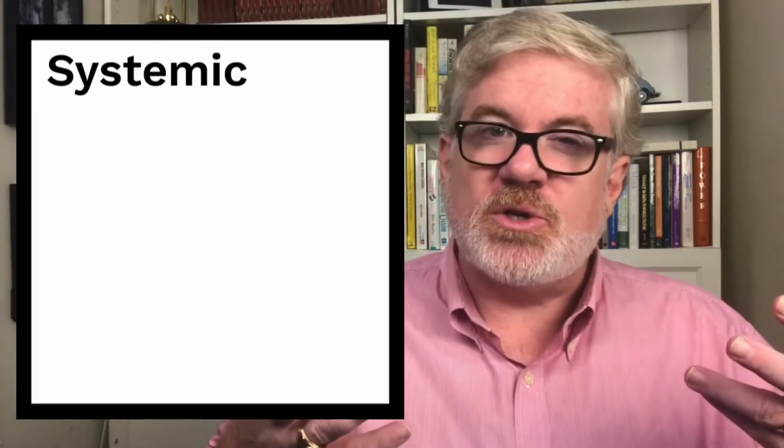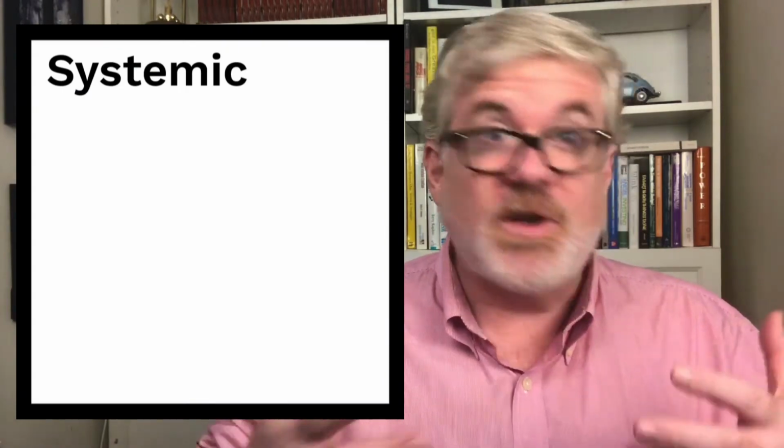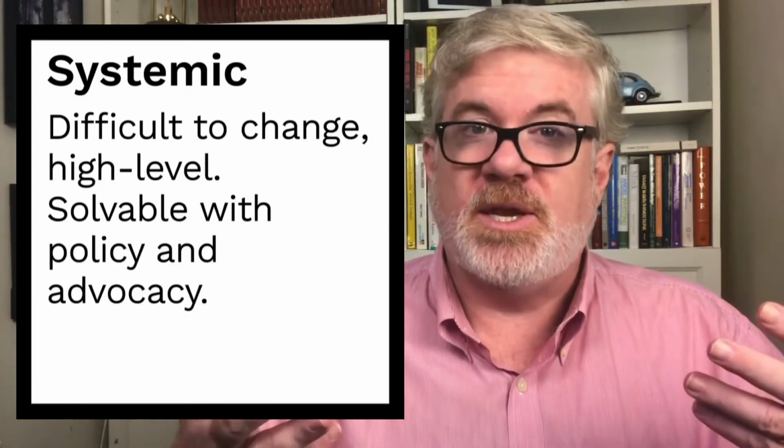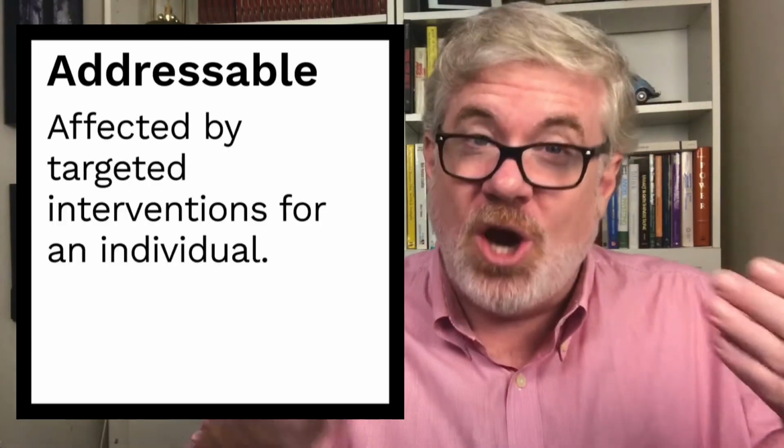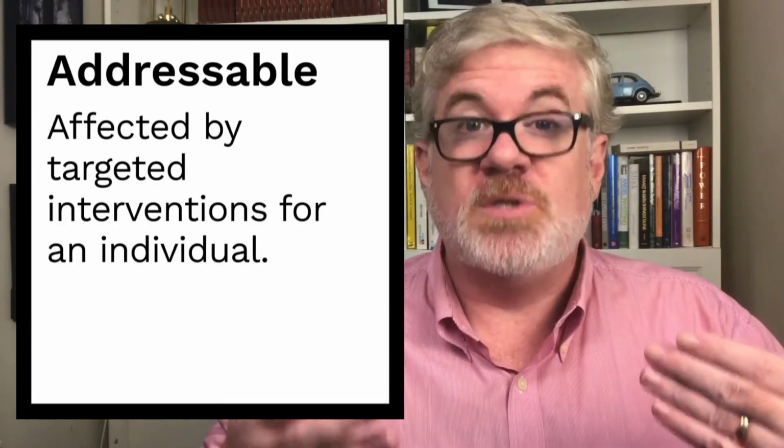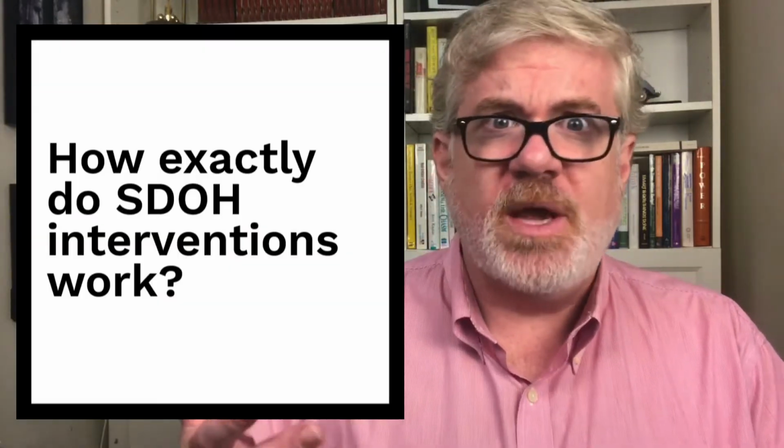Now, in past segments, we've explored the distinction between systemic and addressable social determinants. Systemic social determinants are things that are difficult to change, high-level policy questions. Addressable social determinants can be affected by targeted interventions on an individual's behalf. So today's question is, how exactly do SDOH interventions work?